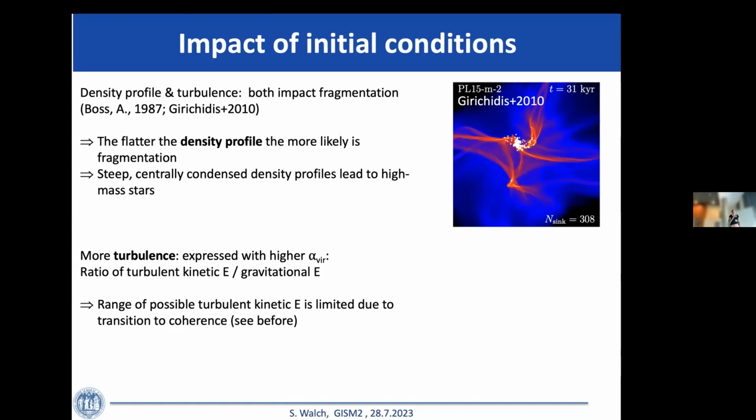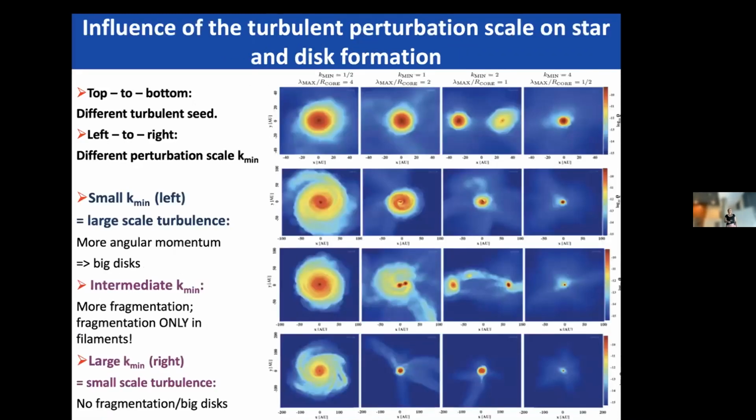Okay. So yeah, and then it's not surprising actually that centrally condensed cores lead to relatively high mass stars, because you collapse everything to the center. Right, and turbulence we already talked about. And so this is then just a few disks, like a gallery of disks, which I wanted to show you, again, depending on the initial perturbation scale. So for large perturbations, high angular momentum, you get very nice large disks. But for these smaller scale perturbations, you get fragmentation, and you also get just tiny disks because there's very little angular momentum in the cores.